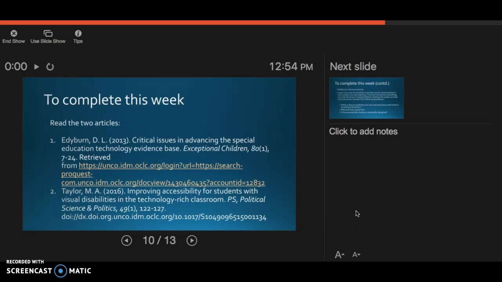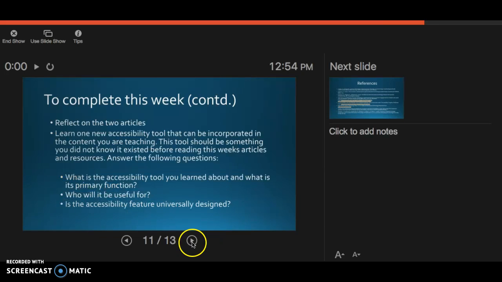To complete this week, read the two articles. I really enjoyed these two articles because they are very related to what I want to do in my dissertation: The critical issues in advancing the special education technology evidence base, and improving accessibility for students with visual disabilities in the technology-rich classroom. And then after reading these articles, I want you to reflect on them.